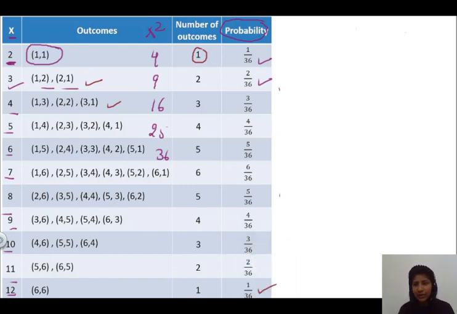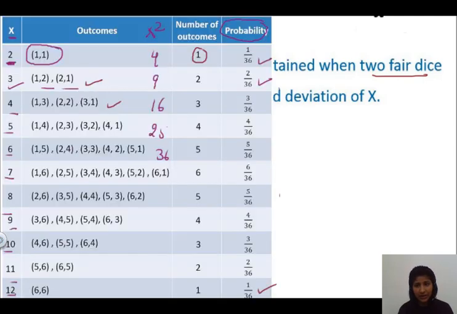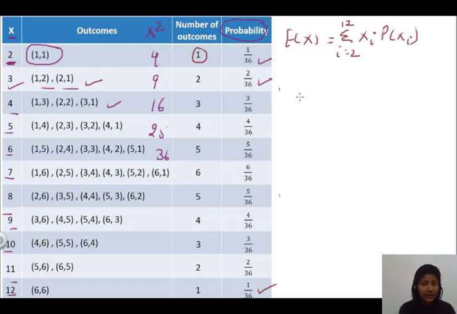Now let us just have a look at the question again. Just to see, here we have to find the variance and standard deviation. Let's move to this question again. Okay. Now you know how to calculate the mean. You will multiply xi with p of xi and your i starts from 2 to 12. Correct? This will give you the mean.